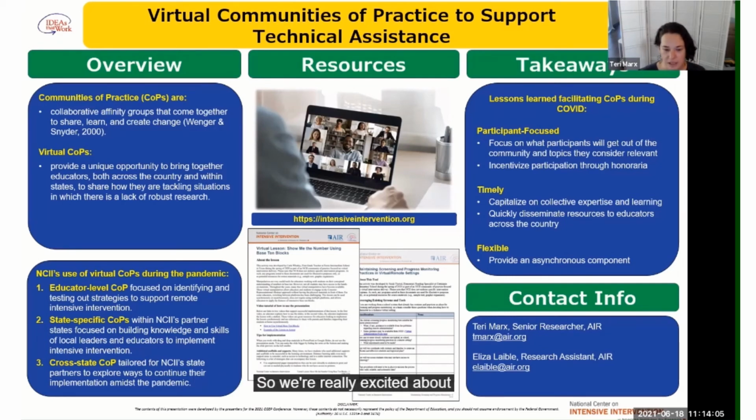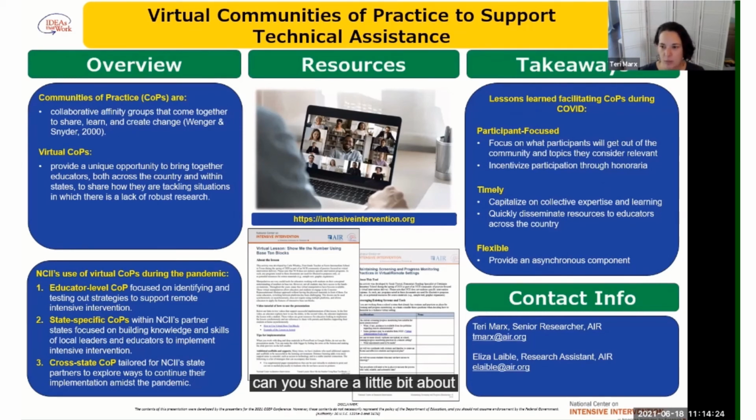So we're really excited about the potential for communities of practice, and hope that others are just as excited about it as well. And hopefully we'll be able to share some of the data and results and what we're seeing as a result of participating in these communities of practice.